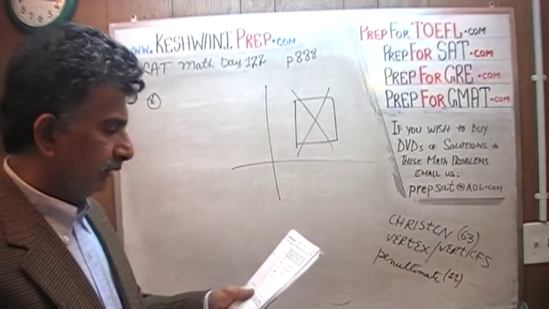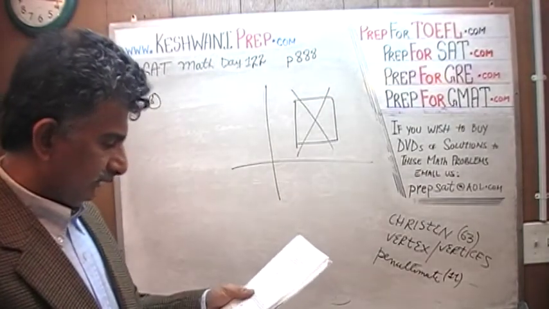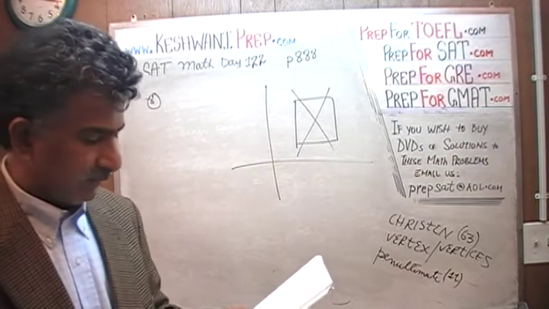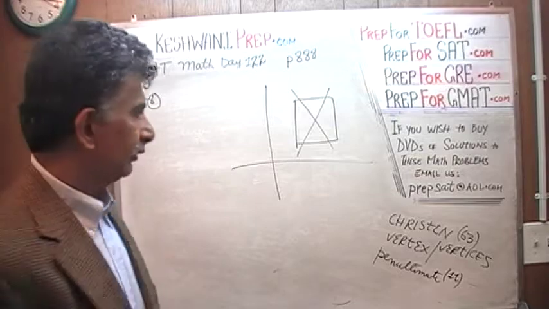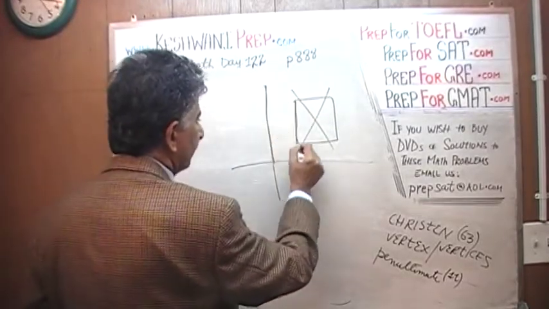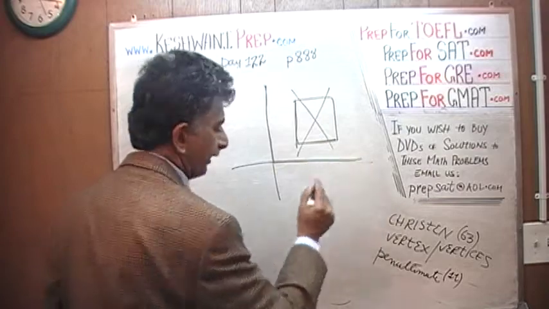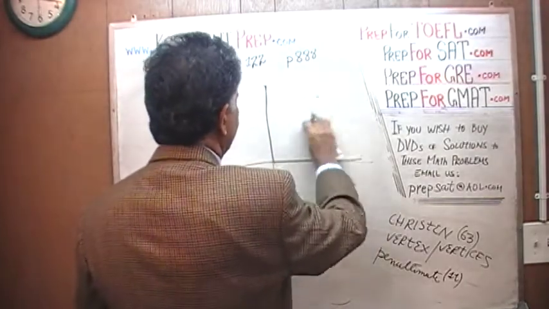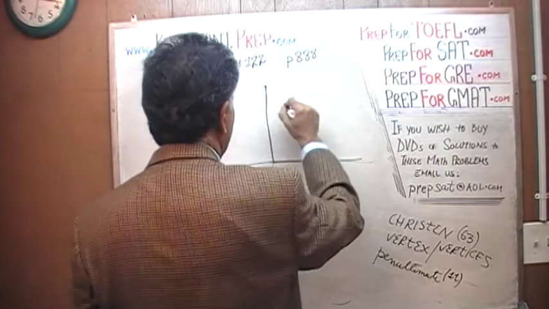It says its sides are not parallel to the axes. So this is not allowed. This side is parallel to the y-axis and this side is parallel to the x-axis. That is not allowed. So let's draw a different one. So we need a rectangle. Let's draw a rectangle.